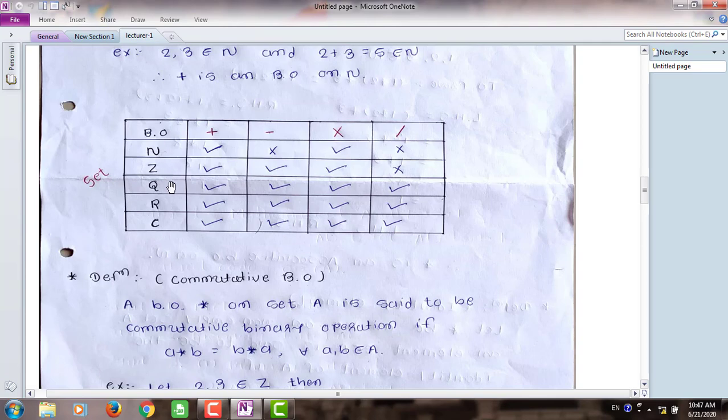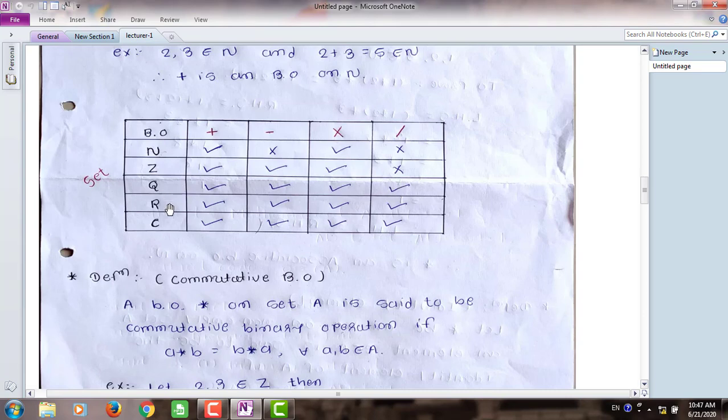The next set is the rational numbers, Q. Is addition a binary operation? Yes. Is subtraction a binary operation on Q? Yes. Is multiplication a binary operation on Q? Yes. Division is also a binary operation on Q, because for any two elements from Q, 2 and 3 belong to Q, and also 2 divided by 3 belongs to Q. So, division is a binary operation on Q.